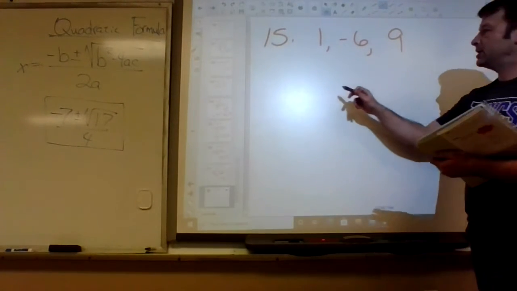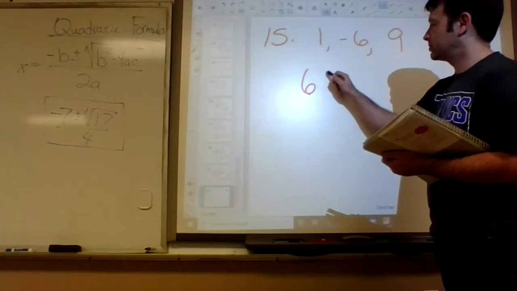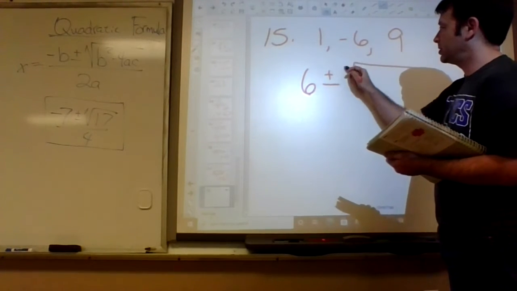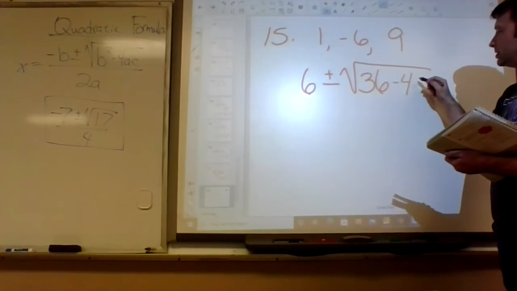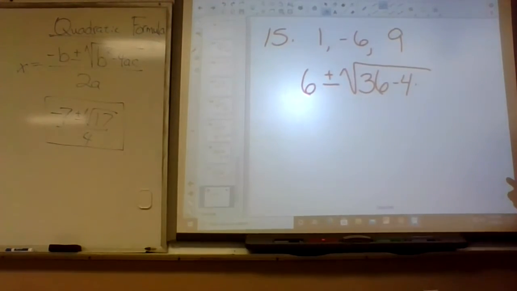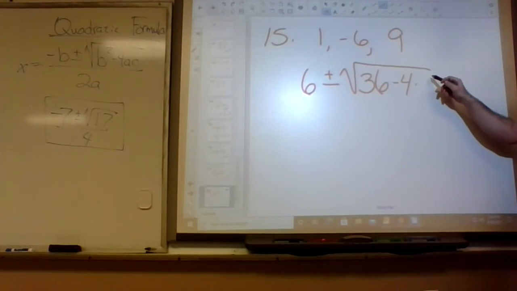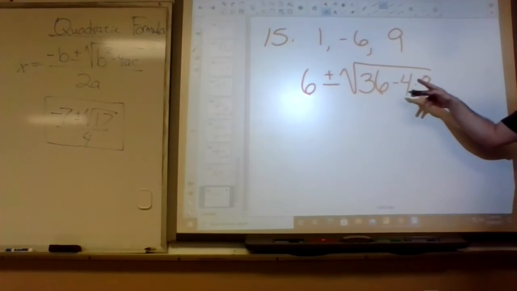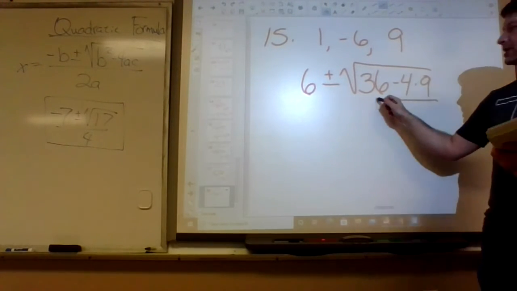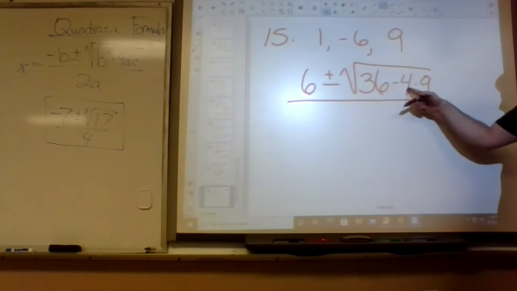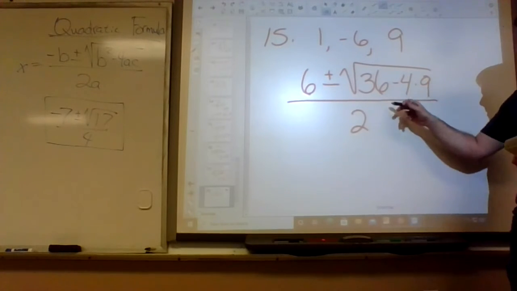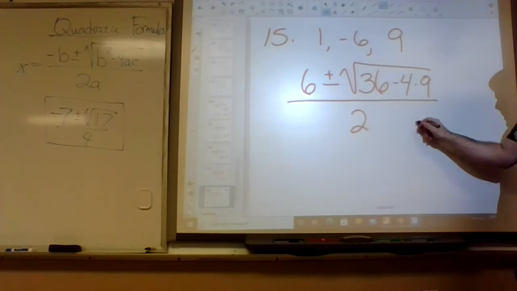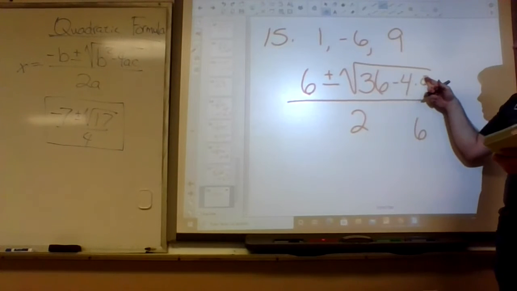Alright, so negative b is positive 6, plus or minus the square root of, what's b squared? 36, minus 4ac. When a is 1, multiplying by 1 doesn't really do anything. 4 times 9 is 36, so that's going to be 0. 2a would be 2 on this one. If you get a 0, what's the square root of 0? 0.